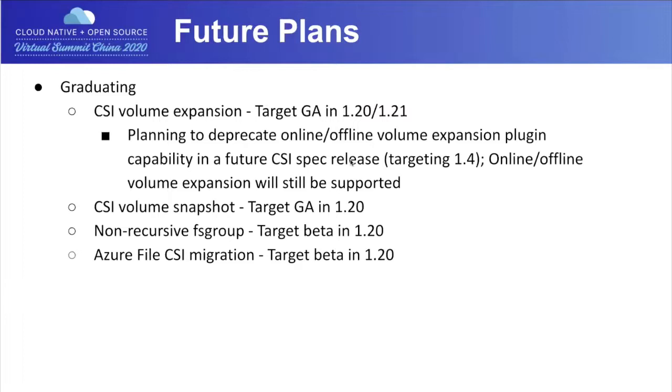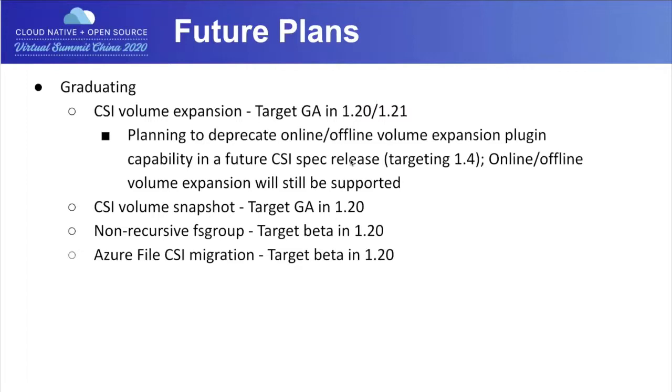The next feature is CSI volume snapshot. We have been doing bug fixing and adding tests, trying to bring it to GA in the 1.20 release. We are going to add a validation webhook to enforce the API. For example, there can be only one source in the volume snapshot. It can either be the persistent volume claim name for dynamically provisioned snapshots, or the volume snapshot content name for pre-provisioned snapshots, but not both.